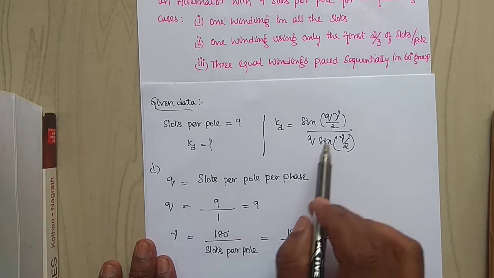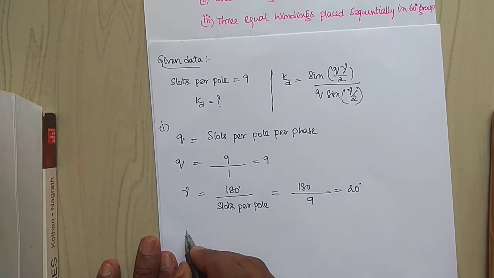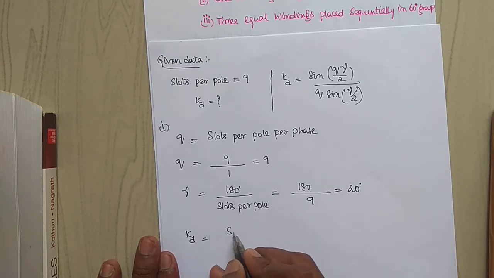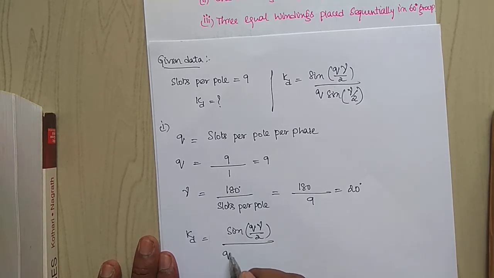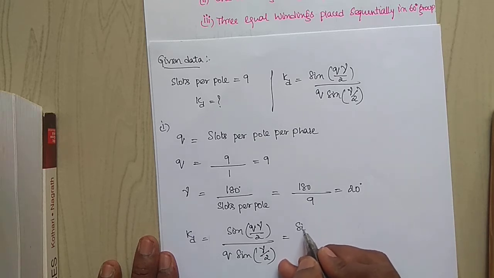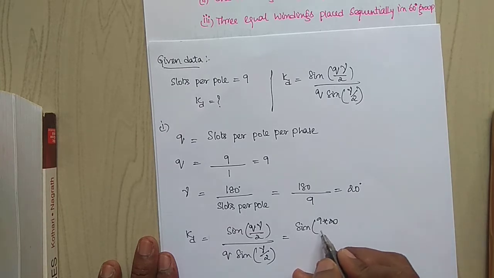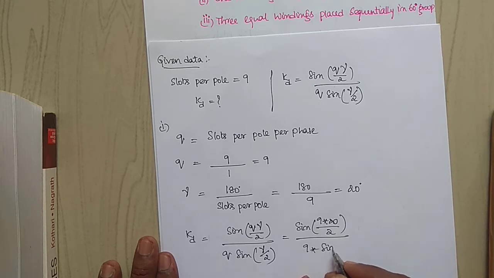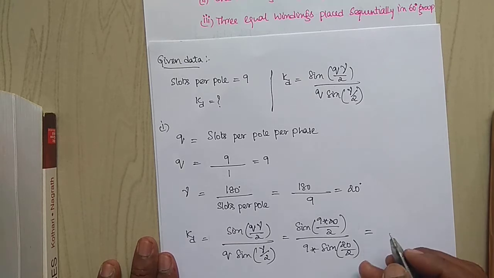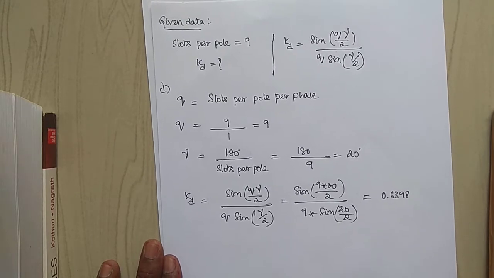So substitute these two values in this formula. KD equals sine of Q gamma by 2 divided by Q sine gamma by 2, which is sine of 9 into 20 divided by 2, divided by 9 sine of 20 by 2. So its value is 0.6398.